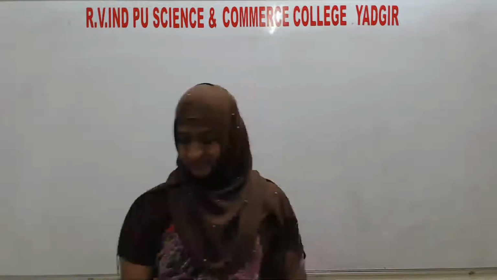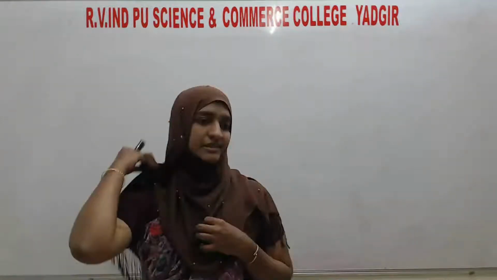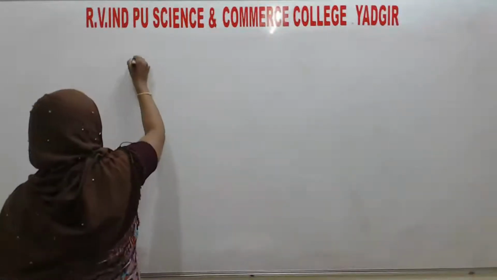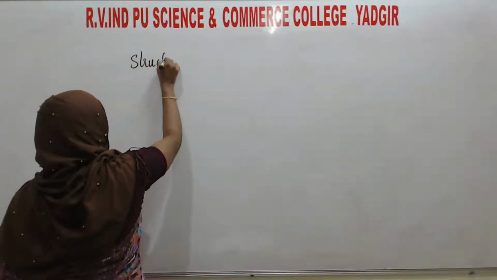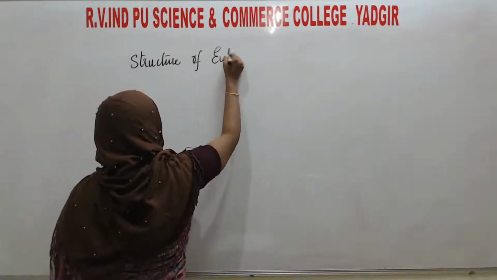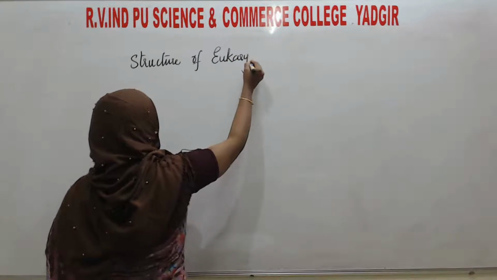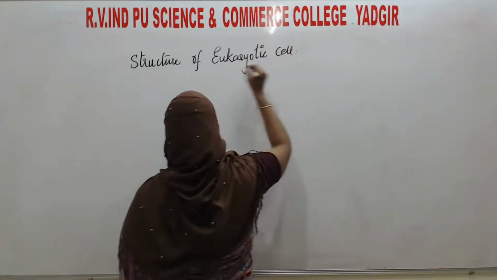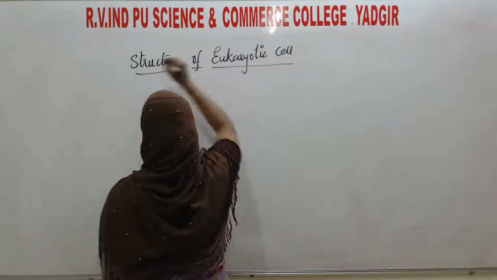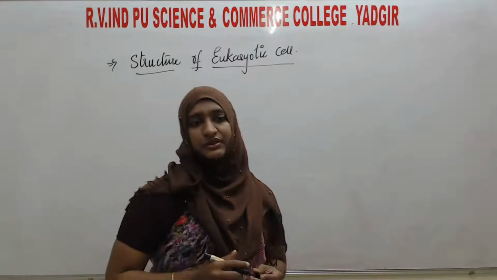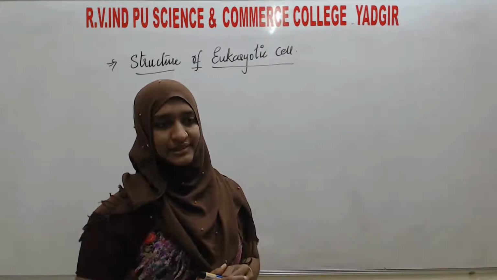So good morning students. Today we will discuss, yesterday we had talked about the structure of eukaryotic cells. So what are the important points we had talked about yesterday? The difference between the plant cell and the animal cell.